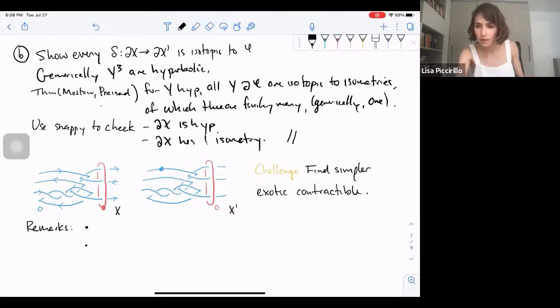I got a question. What's the fundamental group of this three-manifold? Don't know. SnapPy can tell you that, but I didn't look. Is there a reason for the question?